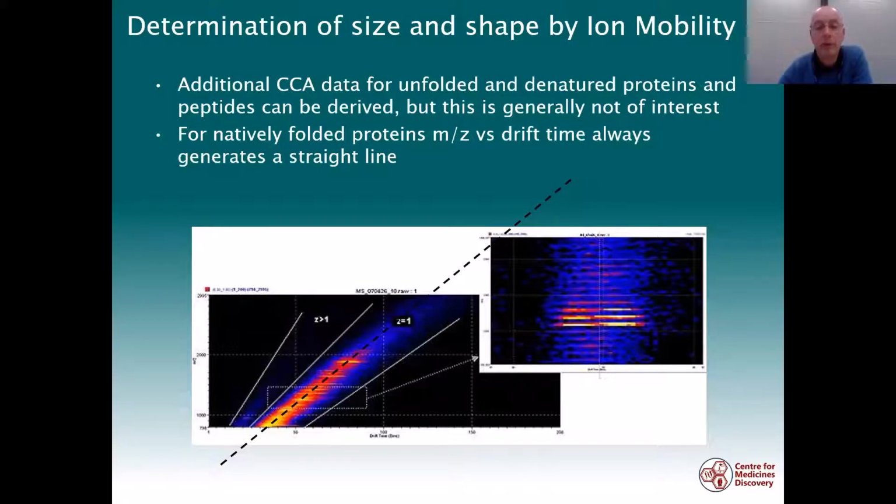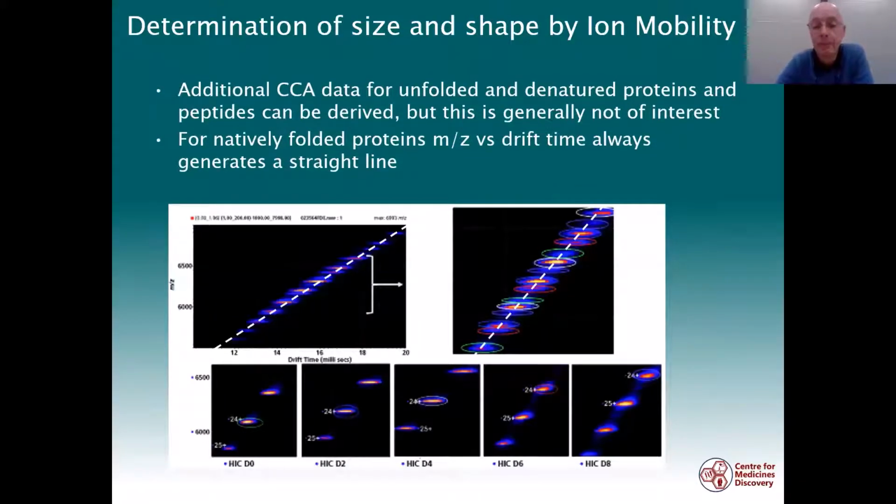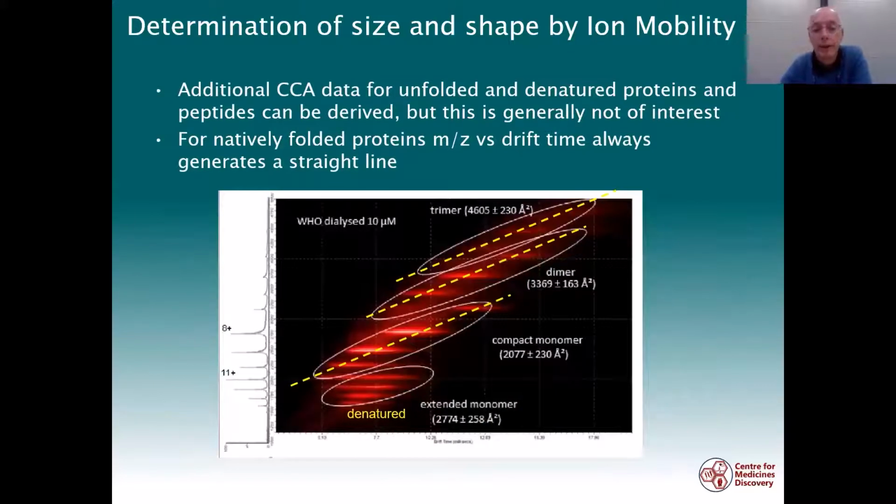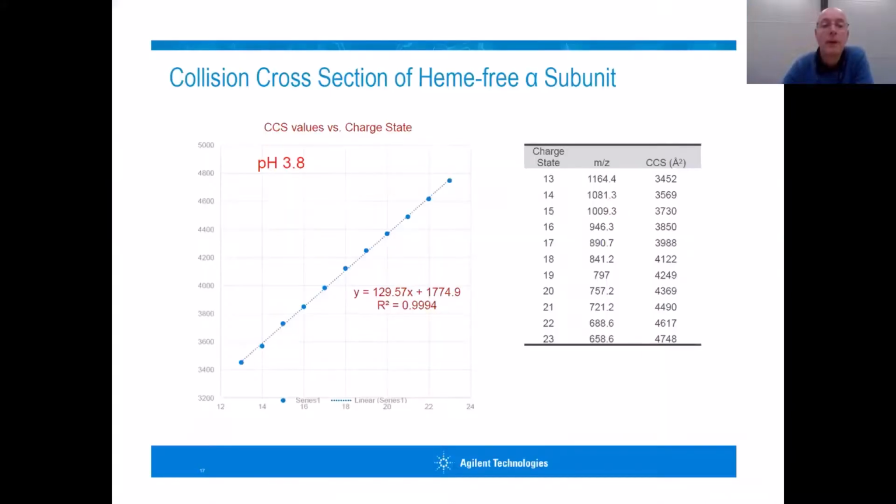Here's an example of one. Here's an example of some more. Here's some more. Every time I look at native data in ion mobility, you always see this straight line relationship. This is a piece of data from Agilent. They make ion mobility mass spectrometers, and this is their data, and this is the most perfect correlation I have seen. This is a myoglobin subunit, and you can see that correlation is not going to get any better than that.